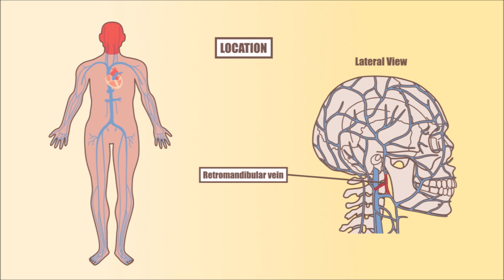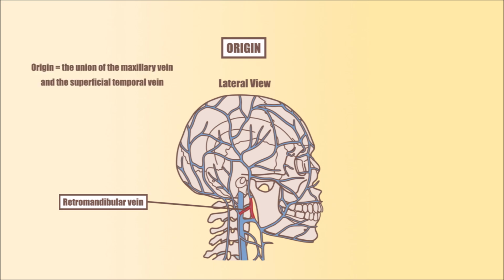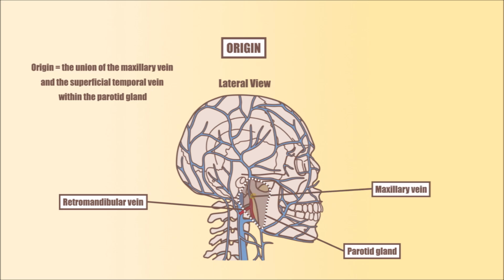Where does this vein originate? This vein originates and is formed by the union of the maxillary vein and the superficial temporal vein within the parotid gland. The maxillary vein can be seen here highlighted in yellow and the superficial temporal vein in green.